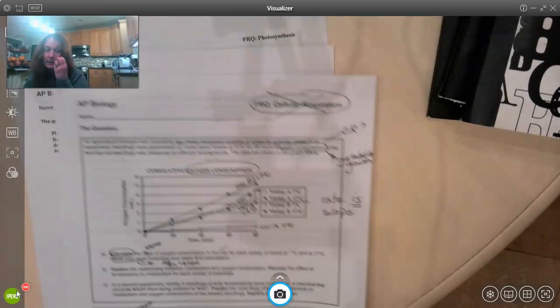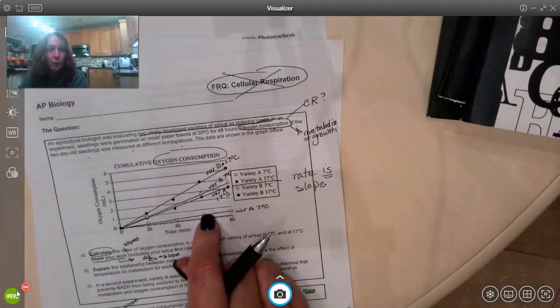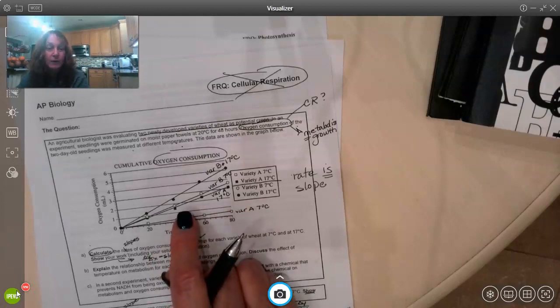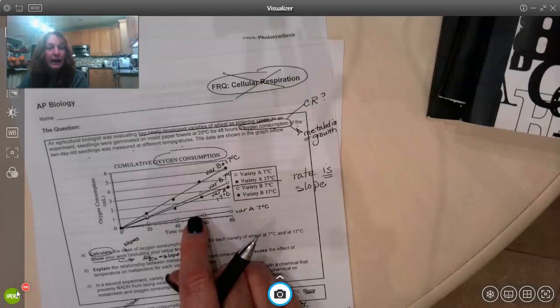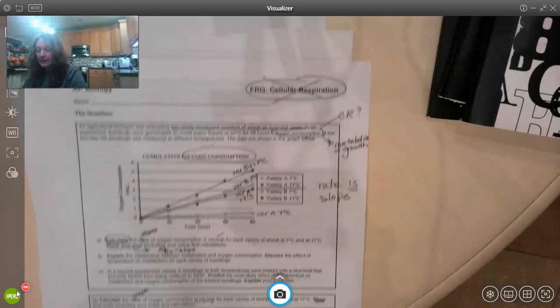So A is all about, can you read a graph? Can you pick points from a graph? Can you use that data to get some secondary form of information, in this case rate, and that you've calculated it? Okay? So that's A.